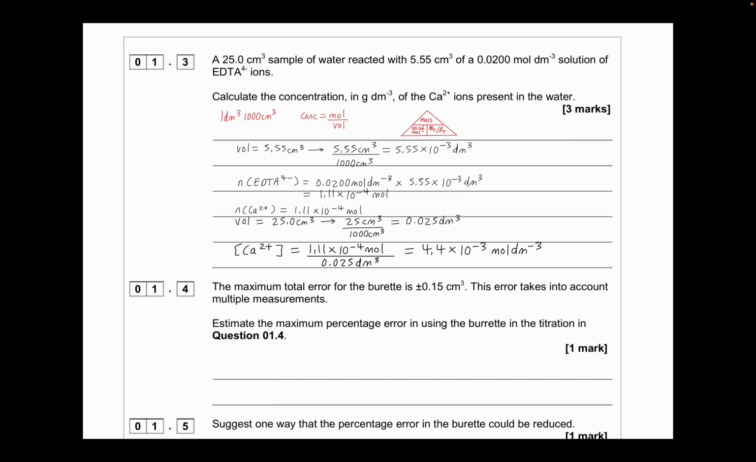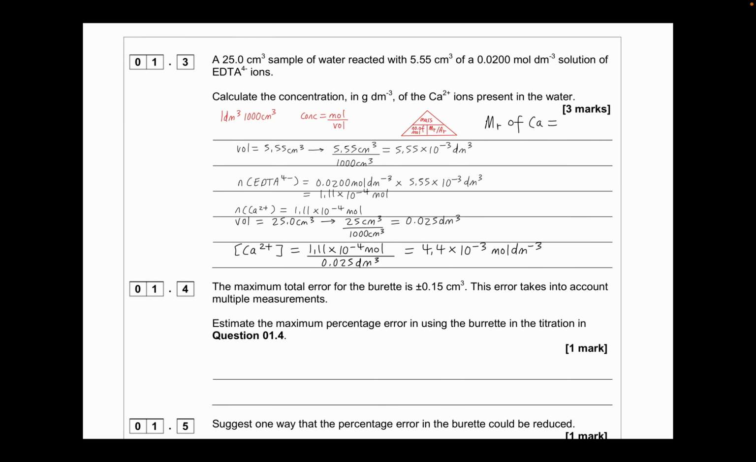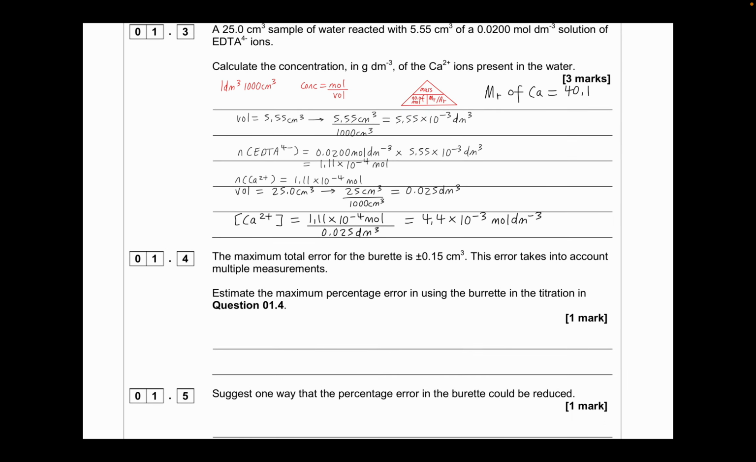Then from here, what we have to do is convert this value into grams per dm cubed. The only way to do this is by multiplying by the MR of calcium. How do we find out the MR of calcium, of Ca? Remember, you're given the periodic table of elements, the data sheet. You're going to go here and look at calcium. You can see that calcium over here has the relative formula mass of 40.1. So in order to convert the mole per dm cubed into grams per dm cubed, you're going to multiply it by 40.1.